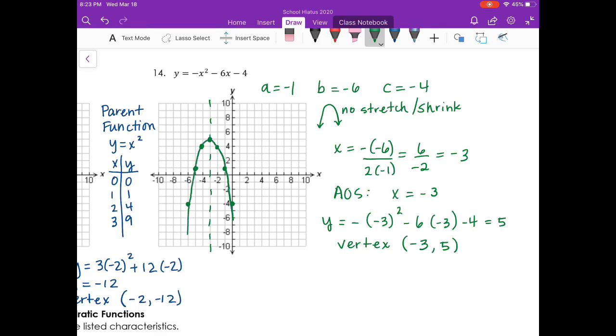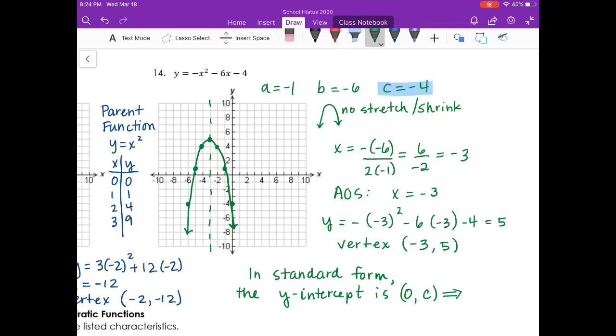Remember that in standard form, your y-intercept has the coordinates 0, c, so a great way to check your work is to confirm that your graph has the correct y-intercept. In this case, 0, -4.